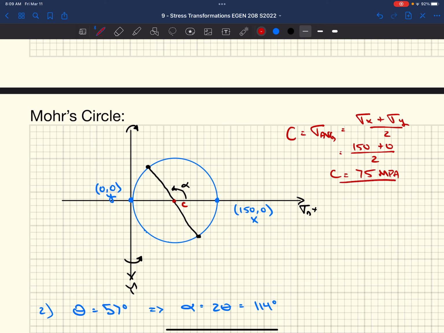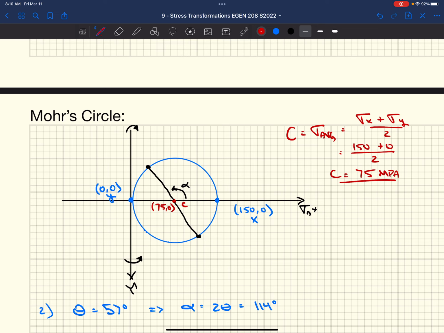So what does that mean? Our center's always going to be on this x-axis, because our shear stress is always equal and opposite. So the center is always on the x-axis, and the coordinates of our center is always what we calculate for C: 75, comma 0, because it has 0 shear stress and a normal stress magnitude of 75 megapascals. It's positive, which means it's in tension. We're on the right-hand side of the y-axis, and you can visually see that, on the right-hand side, 75 megapascals.